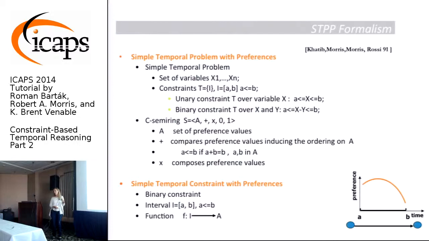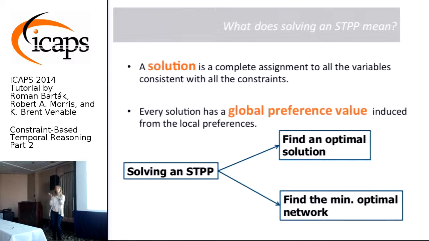So a solution, Roman presented different types of questions. When am I going to start my breakfast, or when, but in general, a solution will be a consistent assignment to all the time points, which represent when the start and the end time of our different activities occur, that is consistent with all the constraints, so such that their difference falls in the intervals, right?